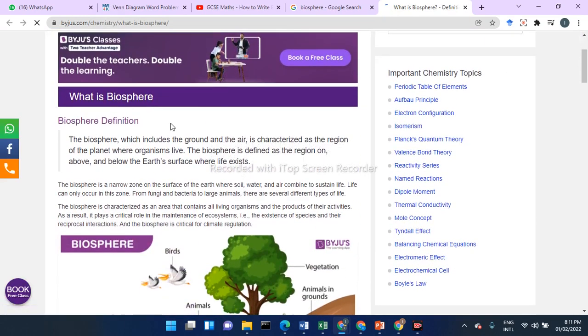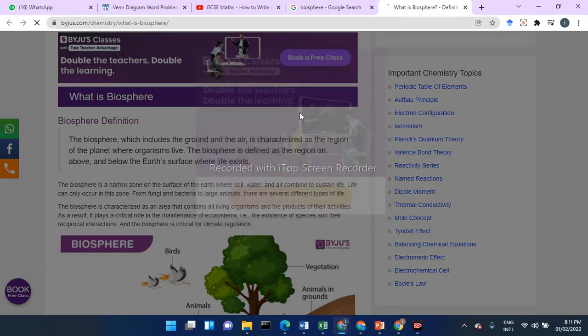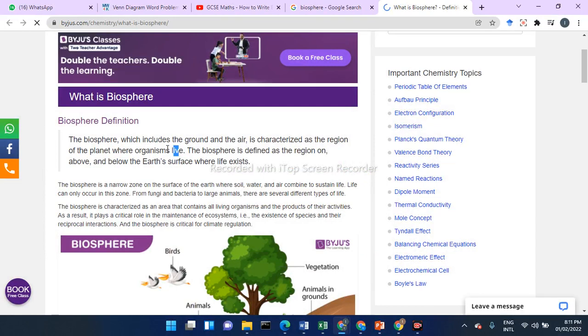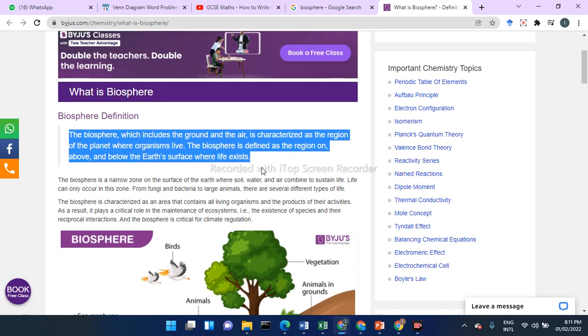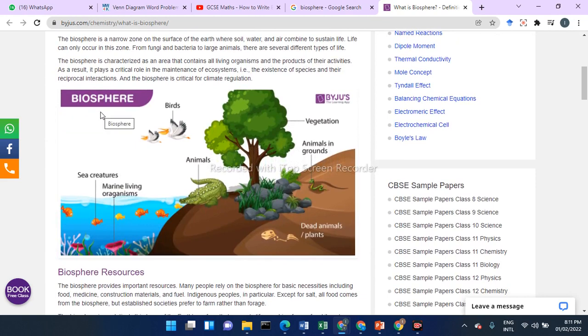Let's see what they have here for a definition. All right. The biosphere, which includes the ground and the air, is the region of the planet where organisms live. The biosphere is defined as the region on, above, and below the Earth's surface where life exists. Okay, and that makes sense. I mean, biosphere, it makes sense.